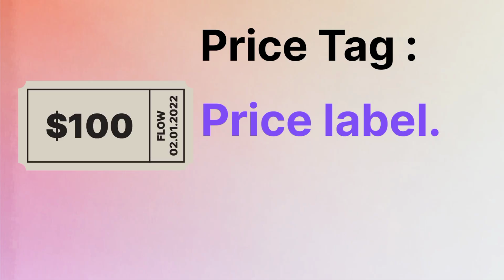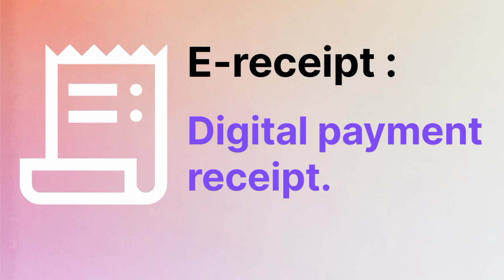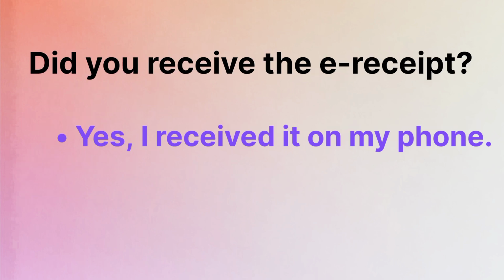Price tag. It means price label. For example, how do you check the cost before buying? I look at the price tag. E-receipt. It means digital payment receipt. For example, did you receive the e-receipt? Yes, I received it on my phone.